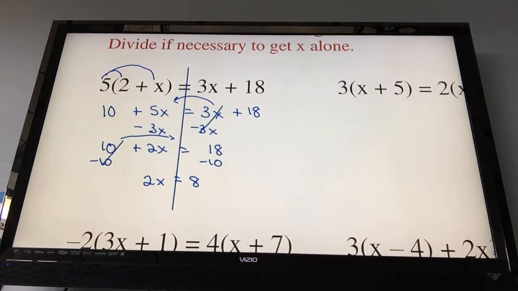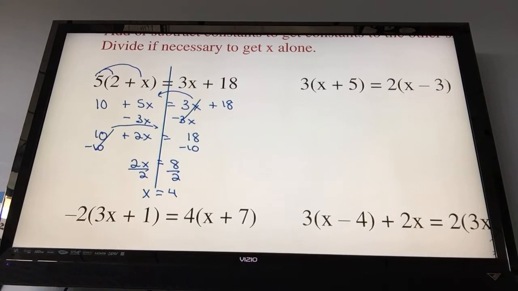And then my last step would be to do what? To get that x by itself. 2 times x equals 8, I'm going to divide by 2. And x equals 4. So I'm getting rid of parentheses first.